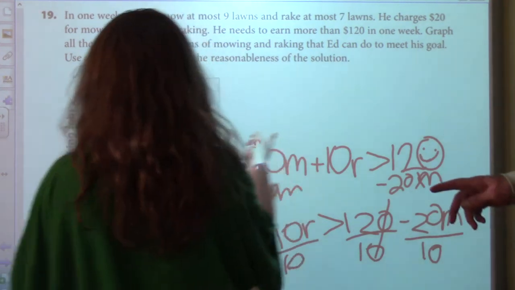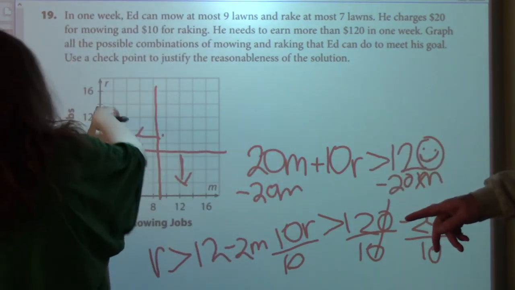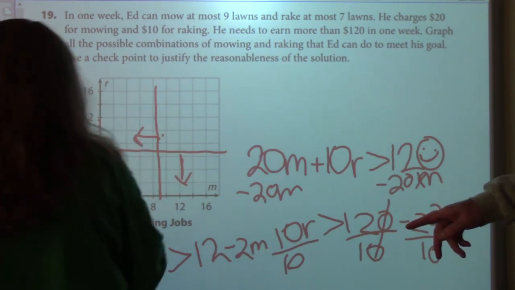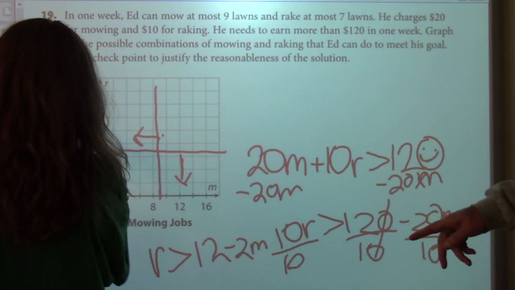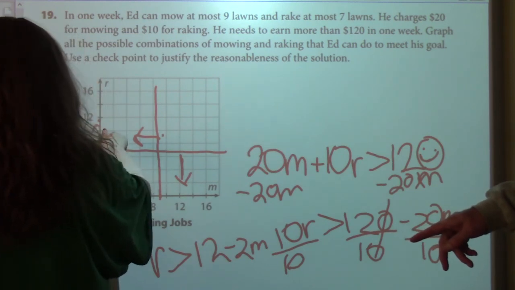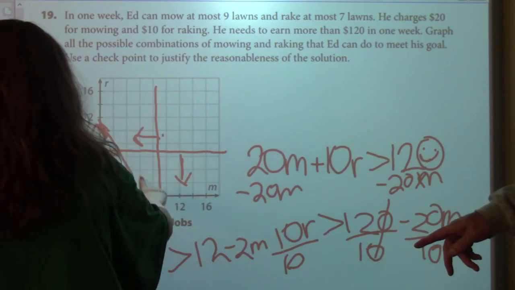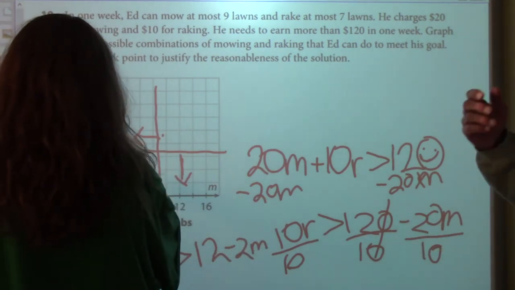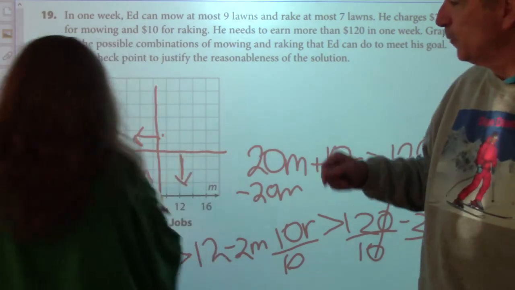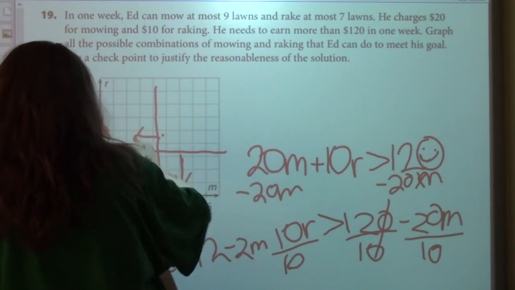Okay, so she got R is greater than 12 minus 2M. So there's a triangle. If we just look at the line, we go down, it looks like two over one. Something like this, right? And then it's greater than, so it's going to be in that little area right there.